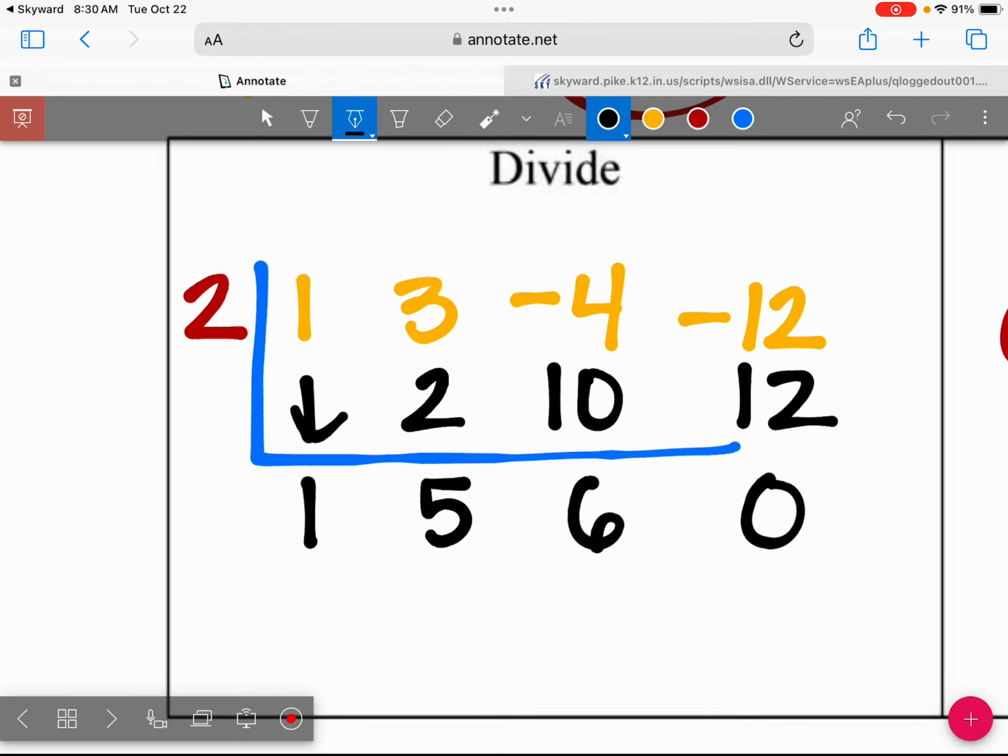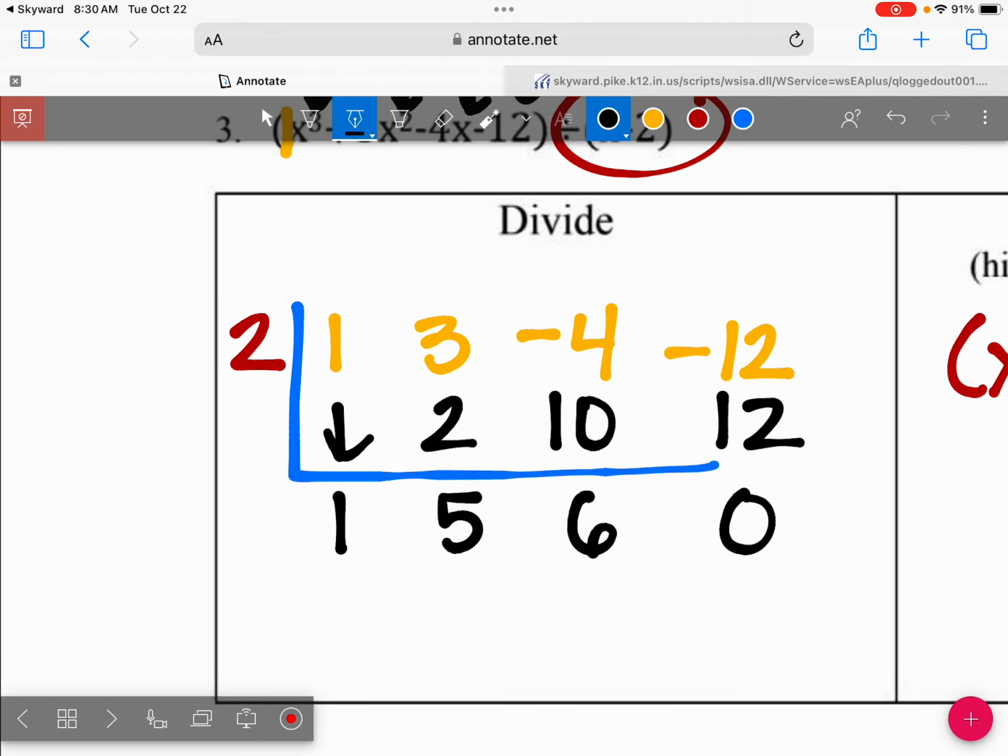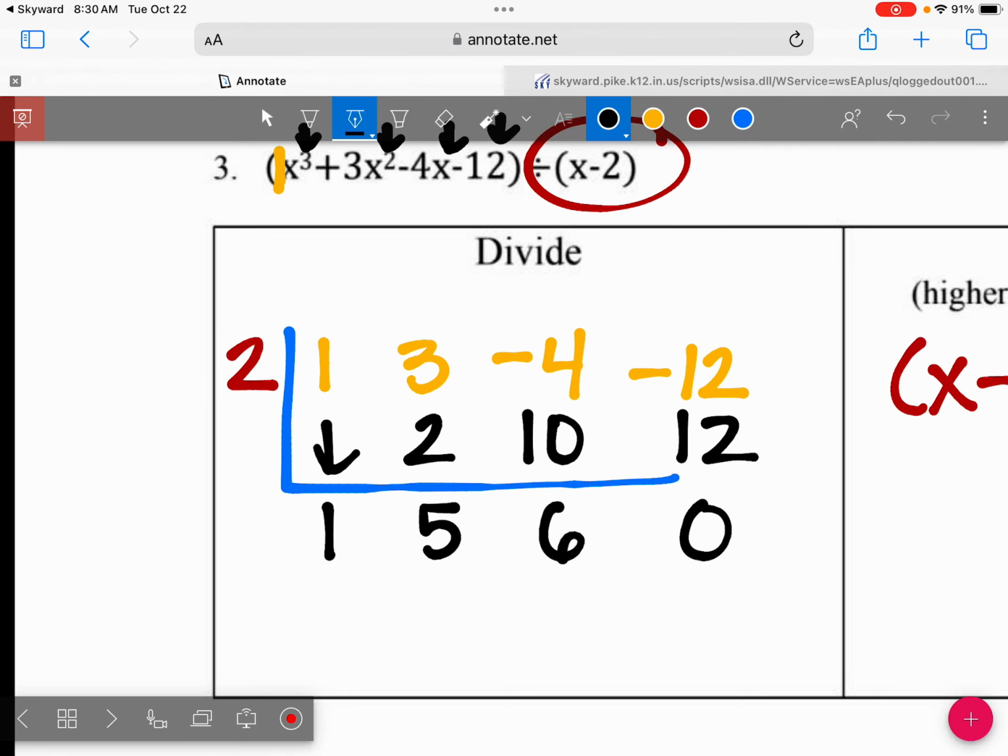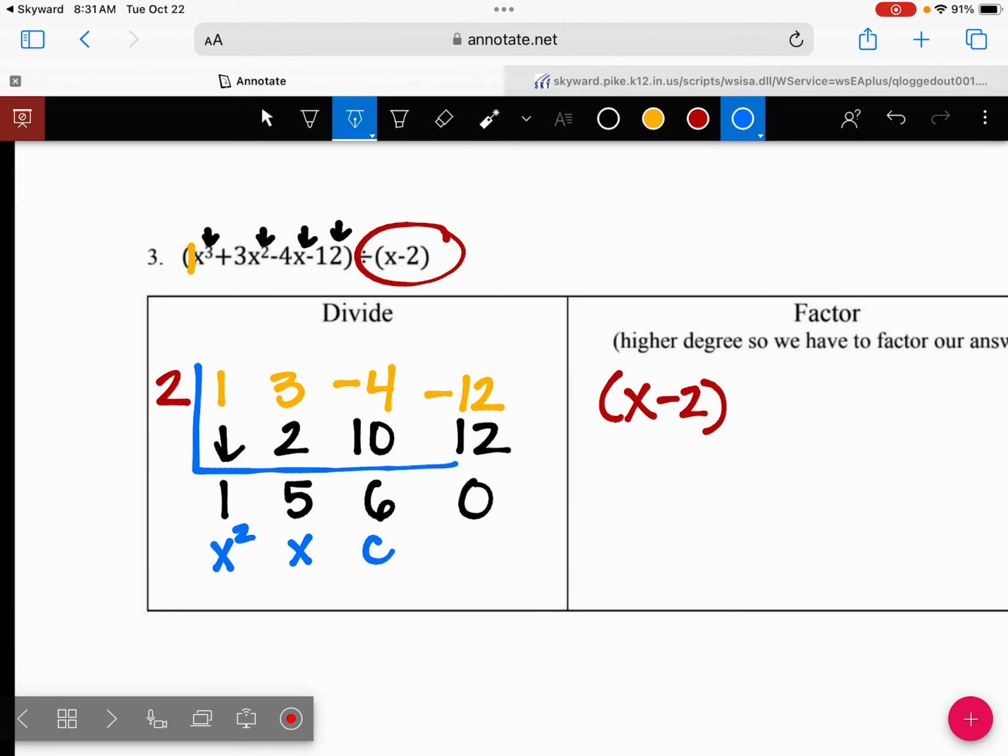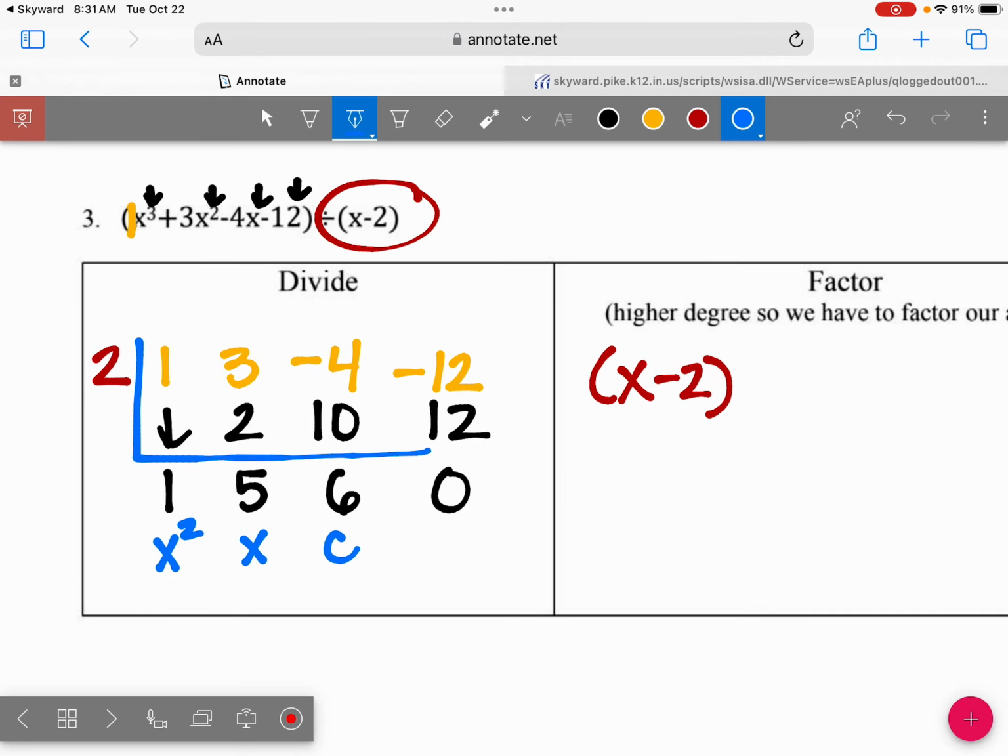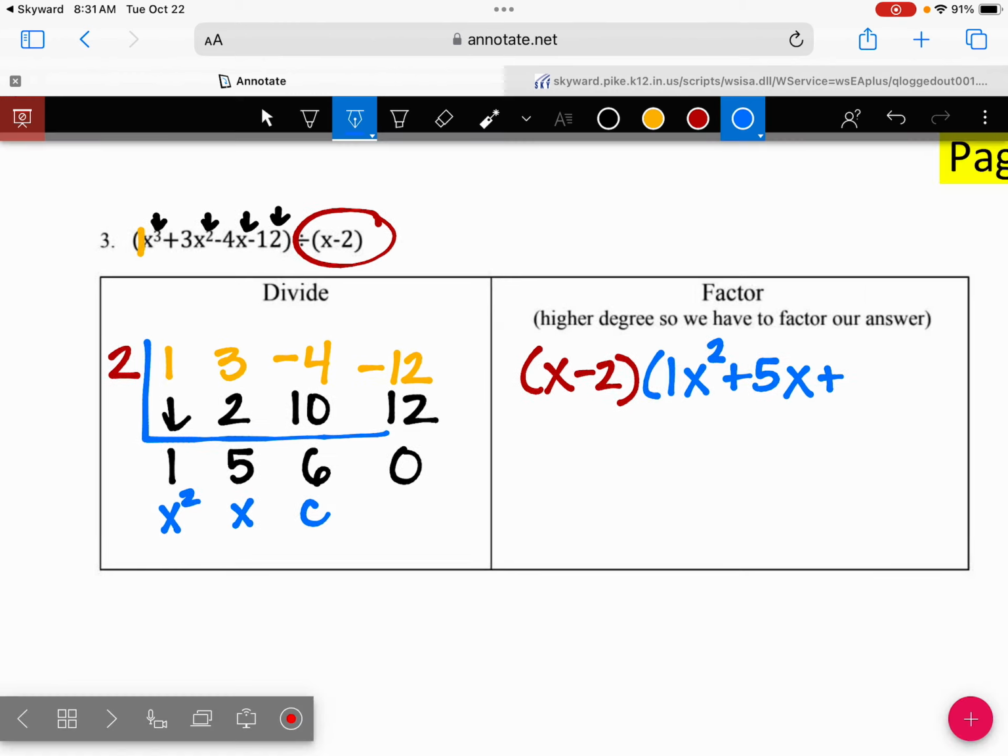So now, see how we started off with an x to the power of 3? So now this first number, we're going to go down 1. This would be your x squared, and that's your x, and that's your constant. So that means that what we have left to factor would be 1x squared plus 5x plus 6. So now we have to factor this down to get our last two factors.